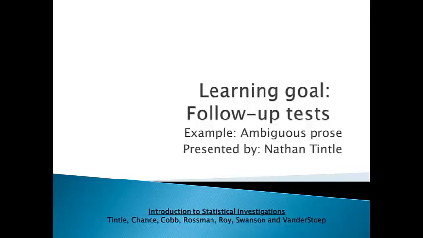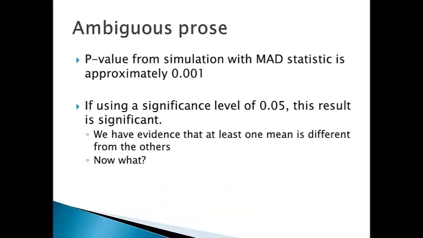In this Learning Goal video, we will talk about how to follow up a test that uses the MADS statistic. We'll use the ambiguous prose data set to talk about this learning goal. The p-value from simulation with the MADS statistic is approximately 0.001, meaning we have very strong evidence of an association between the group you were in, whether or not you saw the picture, and if you saw the picture, whether it was before or after you heard the passage, and the response variable of your quiz score.